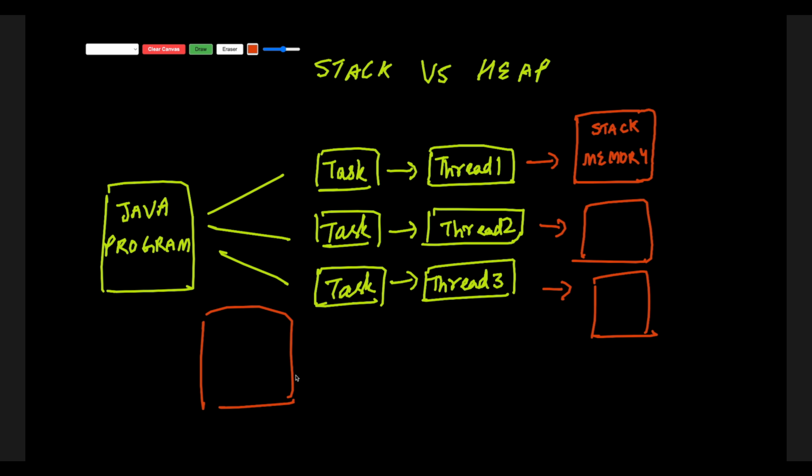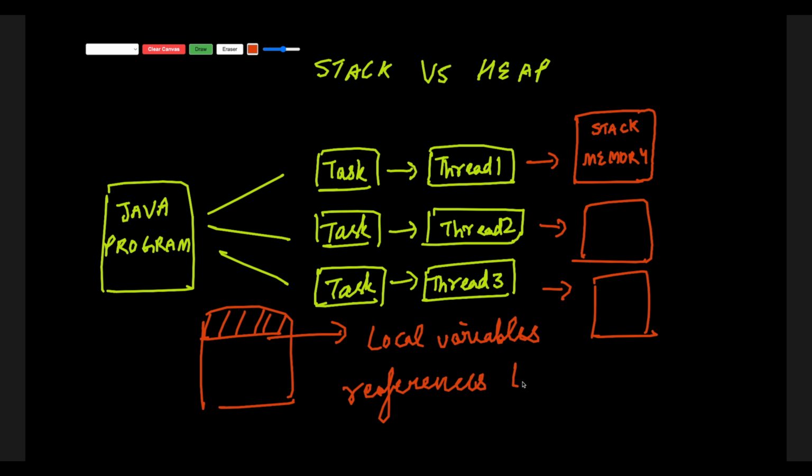Inside a stack, when a thread calls a function, a stack frame is created. The stack frame holds the local variables and the references to the objects.